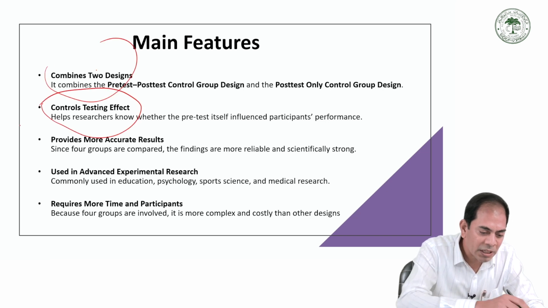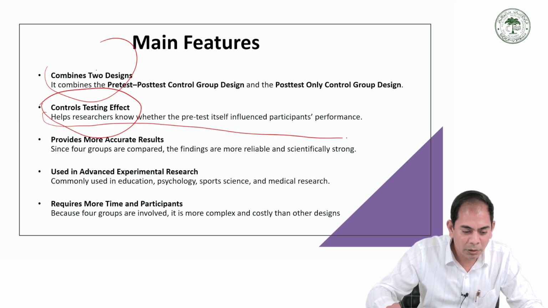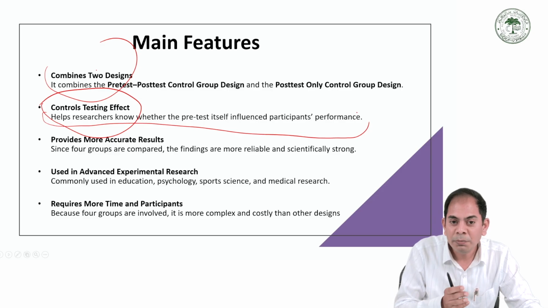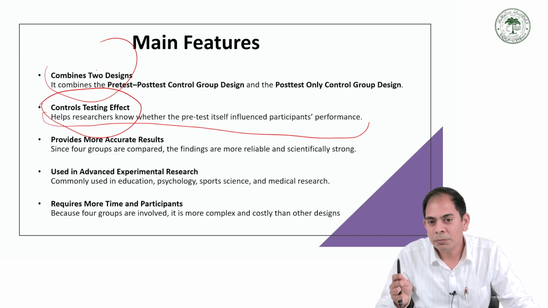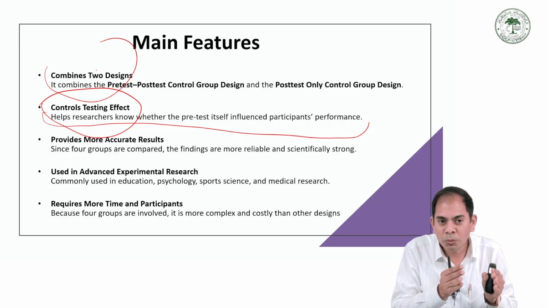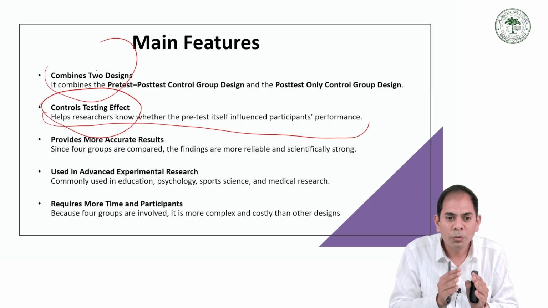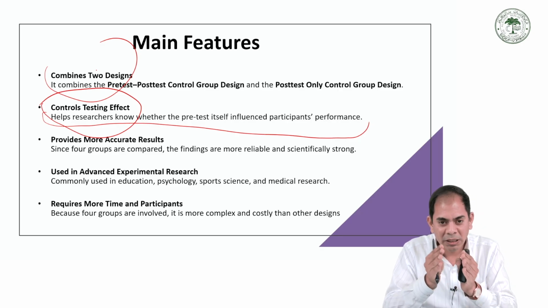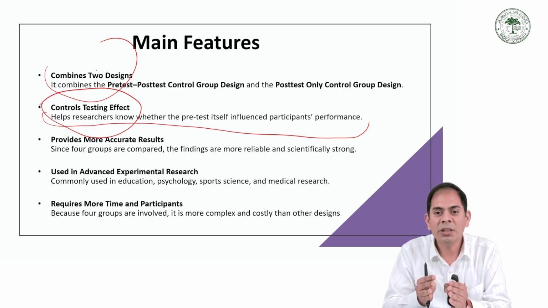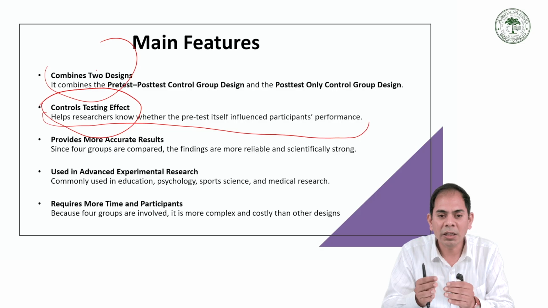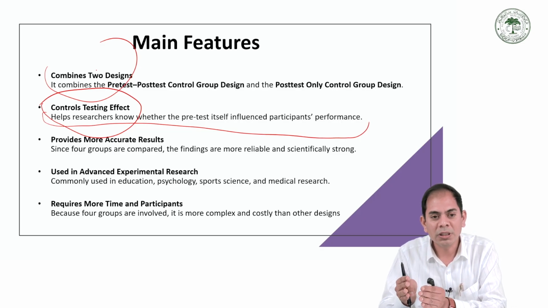Next is controlling testing effects. It helps the researcher to know whether the pre-test itself influences the participants' performance. So if you want to control the testing effect, then we go for this kind of strategy. It provides more accurate results. Since four groups are compared, the findings are more reliable and scientifically strong, because we are collecting pre-test, post-test and post-test only data.